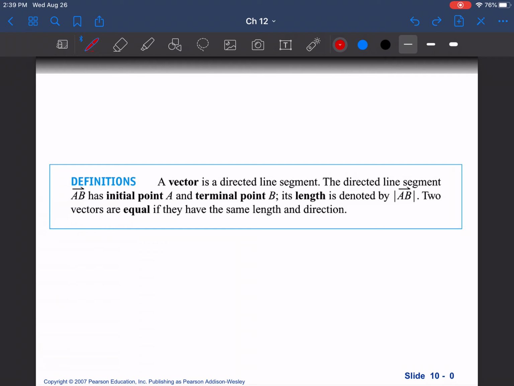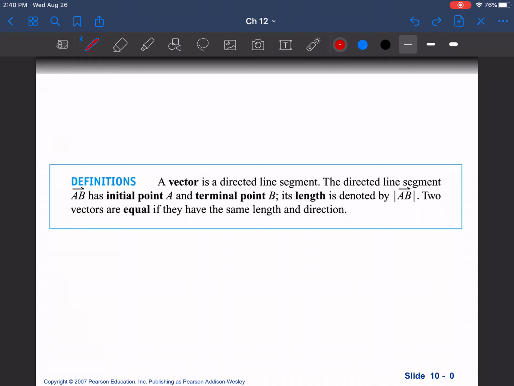Here, let's actually go ahead and define it. A vector is a directed line segment, an arrow. The directed line segment AB has an initial point A and a terminal point B. Its length is denoted by the magnitude. You'd read that as the magnitude of vector AB, and you can see the absolute value signs around it. So it's the magnitude of it.